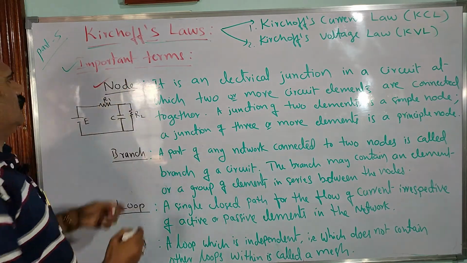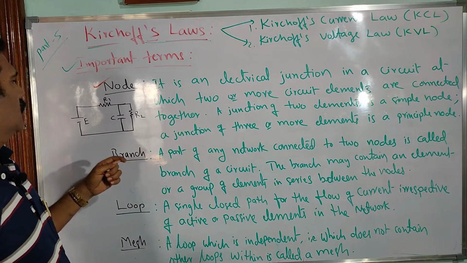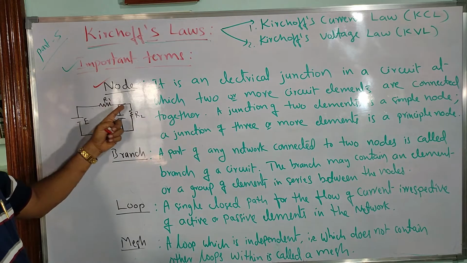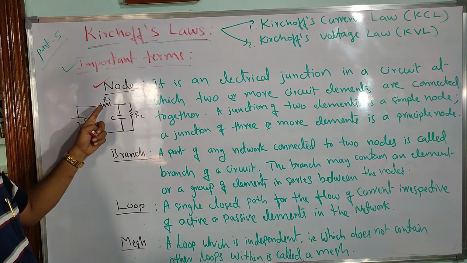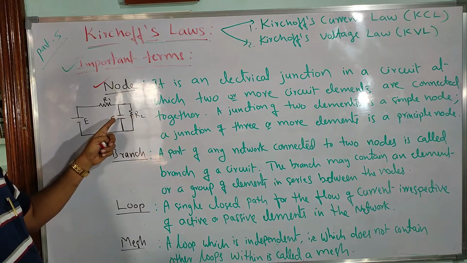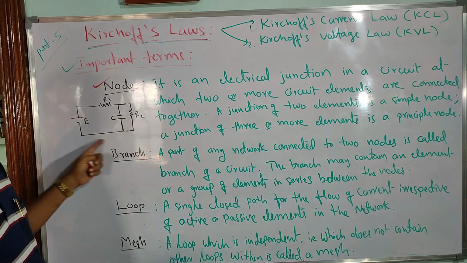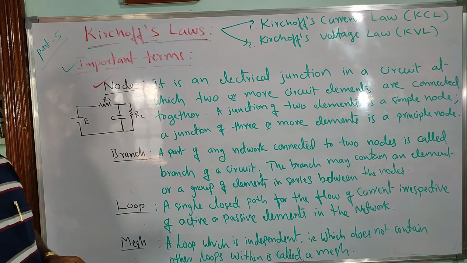Let us start with the node again. What is a node in any circuit? See, we have a simple circuit like this. What is the circuit consisting of here? There is a source, two resistors connected, R1 and R2, and one more component called a capacitor. It is connected in some manner. So what is a node in this circuit?